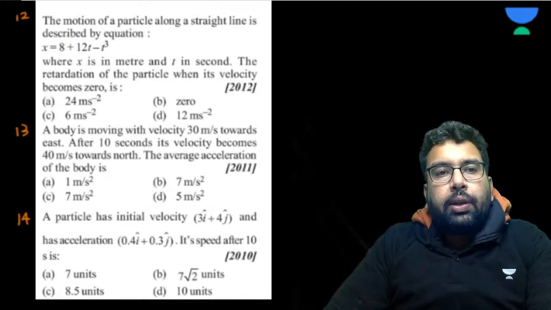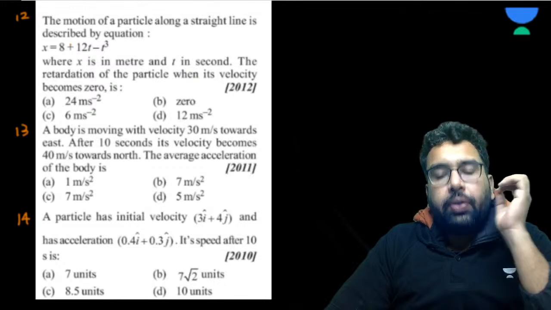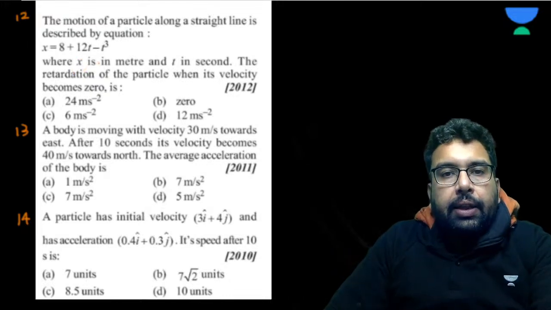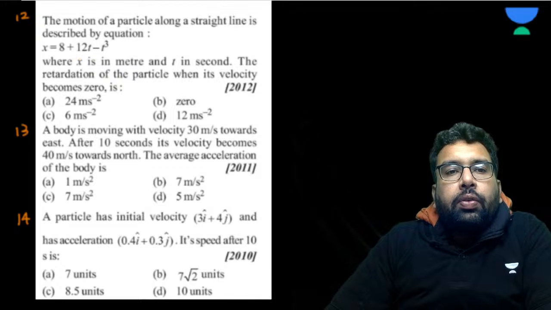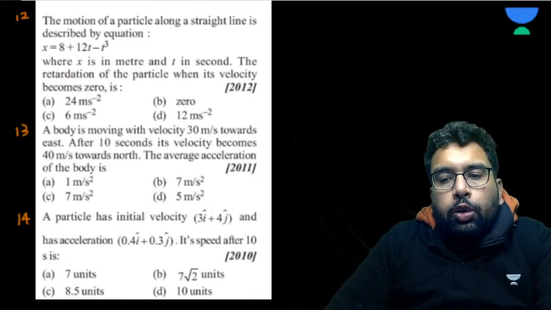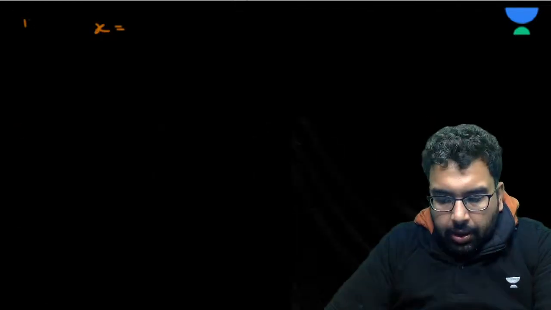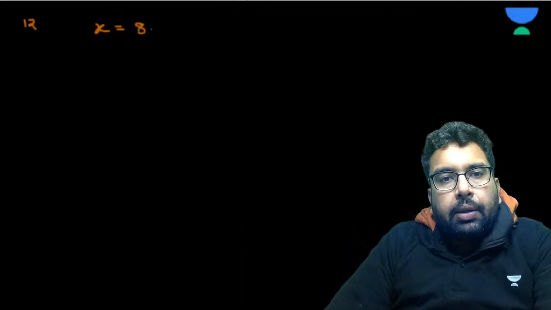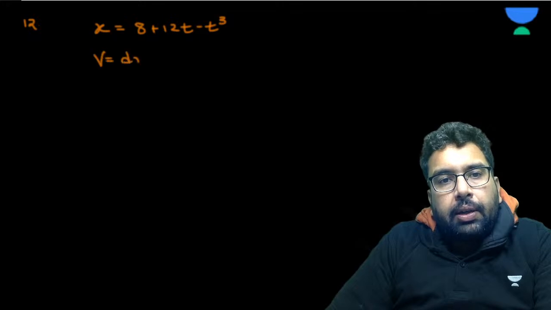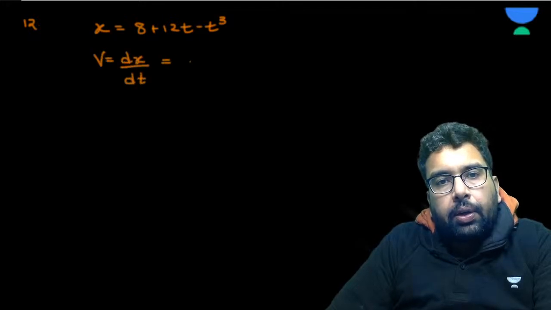So I'll solve the first question. It says the motion of a particle along a straight line is described by the equation x, where x is in meter and t in second. So we are given an equation of x with respect to time, and the retardation of the particle when velocity becomes 0 is to be found. This is question number 12. x is given by 8 + 12t - t^3, and velocity will be dx/dt. So what is the velocity? It is going to become 12 - 3t^2, right?